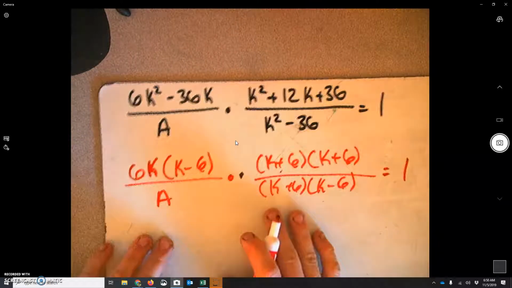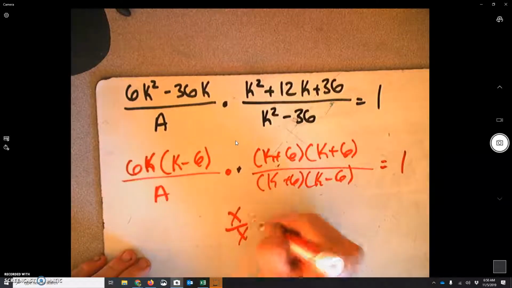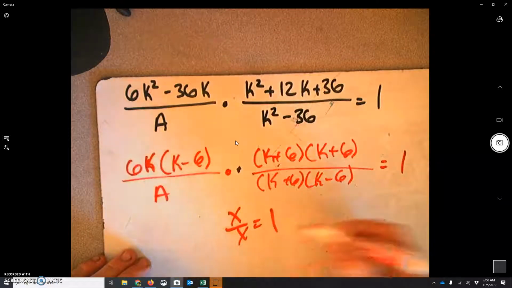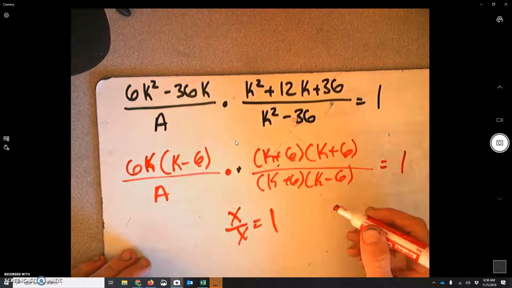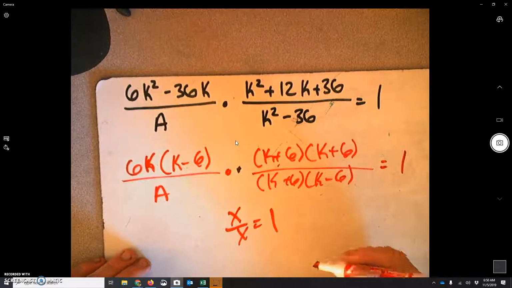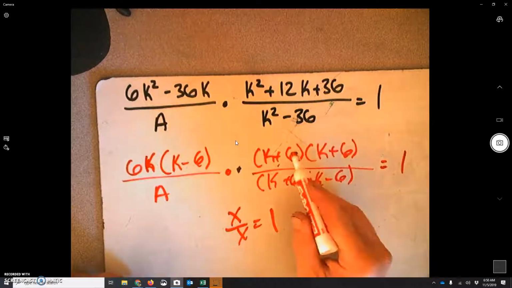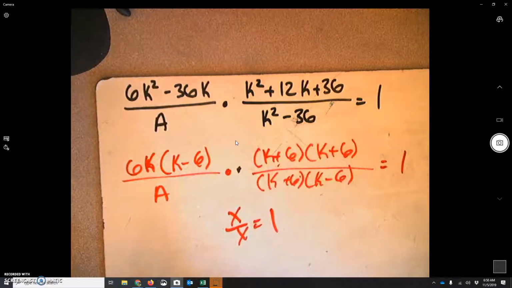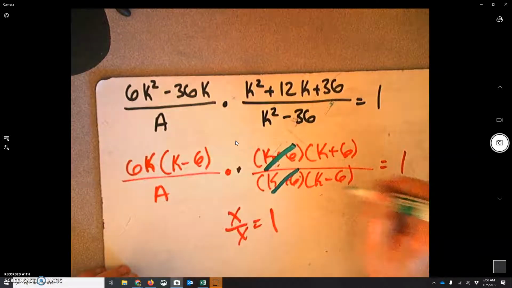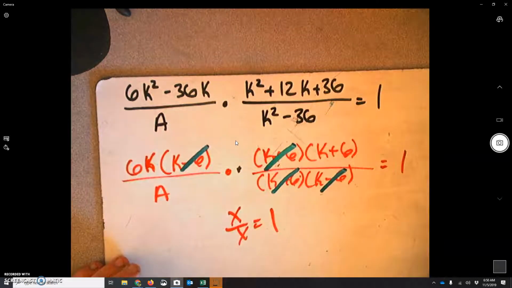Now remember, if you ever have anything over anything, the same thing over the same thing, it's going to equal 1. Like 4 over 4 equals 1, 2 over 2, infinity over infinity, K plus 6 over K plus 6 is equal to 1, which is why we're able to cross certain things out. Okay, so we're going to do that right now and see what we're left with.